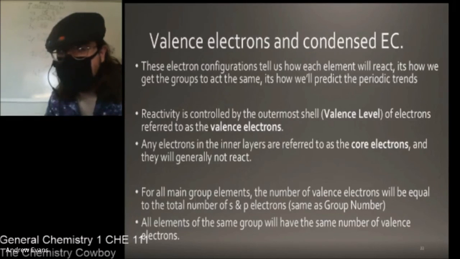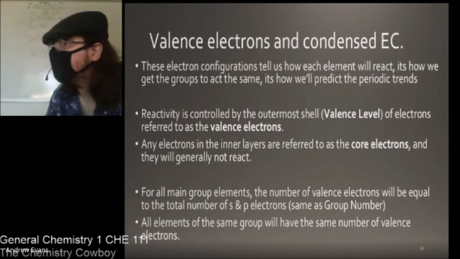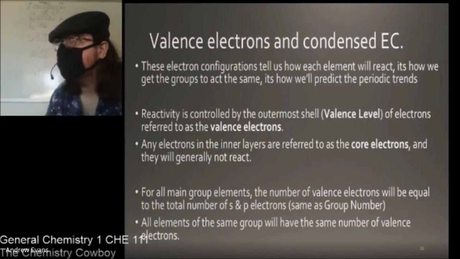Any of the inner layer of electrons are going to be called the core electrons, and they're not going to react, which is why it doesn't really matter that chlorine has 17 electrons and bromine has 35 electrons, because chlorine has 7 valence electrons and bromine has 7 valence electrons. So they react the same because they have the same number of valence electrons. For all main group elements, the number of valence electrons is equal to the total number of s and p electrons. It's also going to be the same as the group number, which is how we can easily predict the charge of atoms.